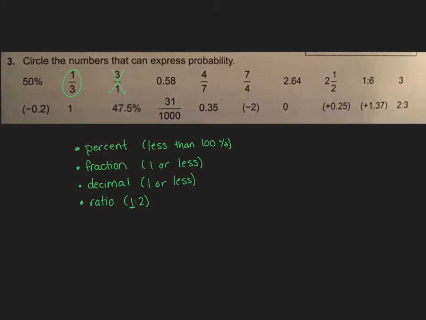When it comes to whole numbers, the only whole number you could use is 1. When it comes to integers, you could select integers that are positive and 1 or less. So basically, any integers that are a positive decimal, that is 1 or less, are fine, but you could not have a negative integer for probability.